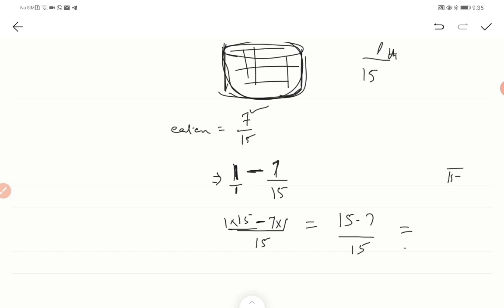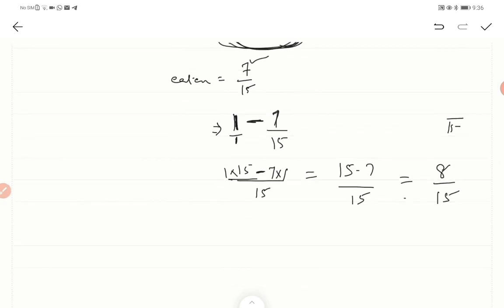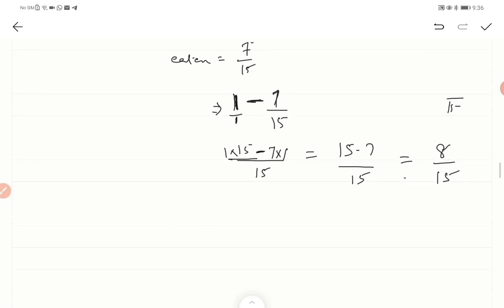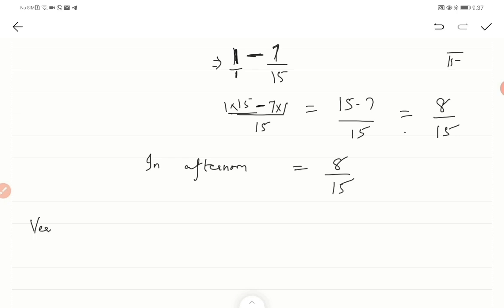So my answer is how much? 15 minus 7 is 8. It is 8 by 15. So the remaining part of the cake is 8 by 15. She had that remaining cake in the afternoon. So in the afternoon she ate, you need to write the sentences, 8 by 15. You want to verify whether we have done it correctly or not.